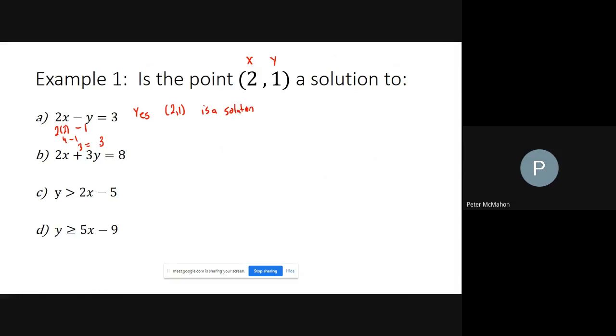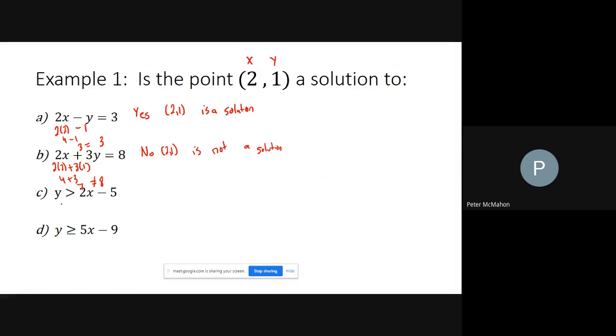Looking forward to B now, same idea. I'm going to plug my x and y for (2, 1) into this equation here. So I get 2 times 2 plus 3 times 1, which is 4 plus 3, which is 7. Well, 7 does not equal 8. So therefore, this is an incorrect statement. So no, (2, 1) is not a solution.